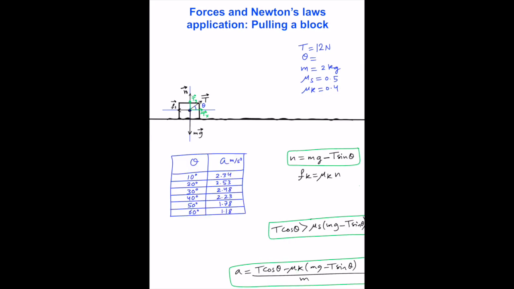So if we keep all values the same, but we change the angle at which the rope is pulling, you can see that the optimal angle that gives the maximum acceleration is around 20 degrees.